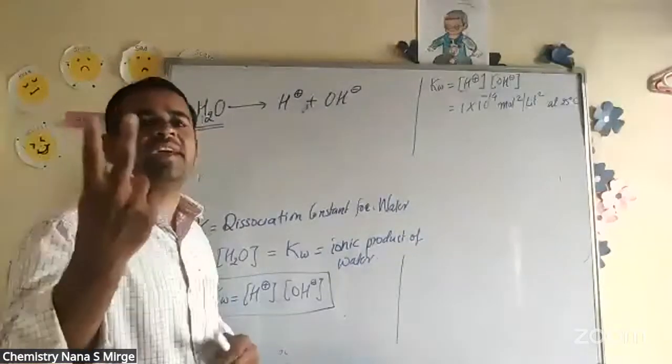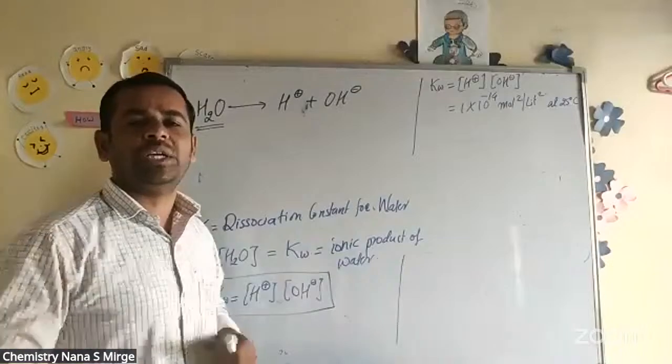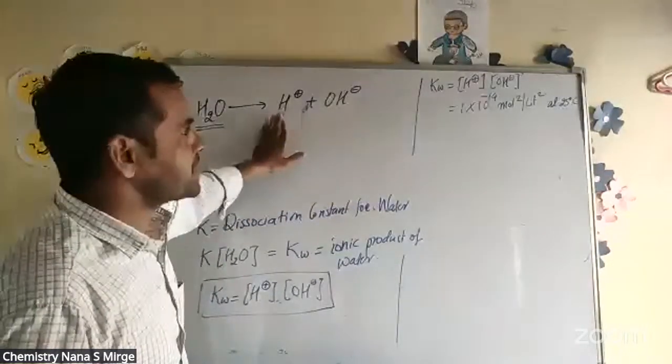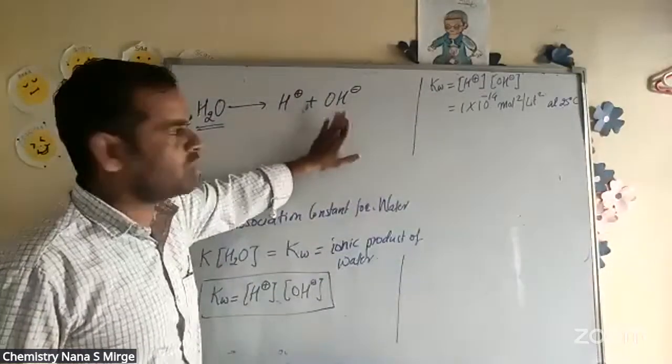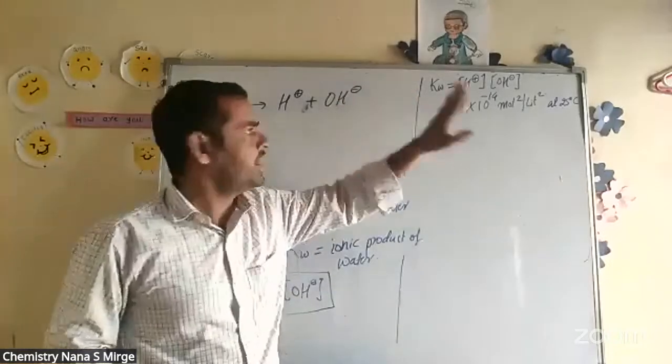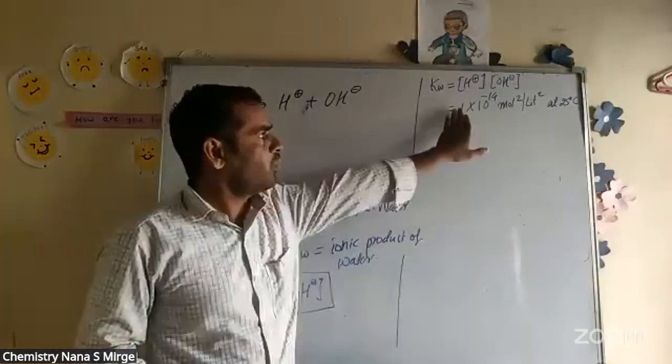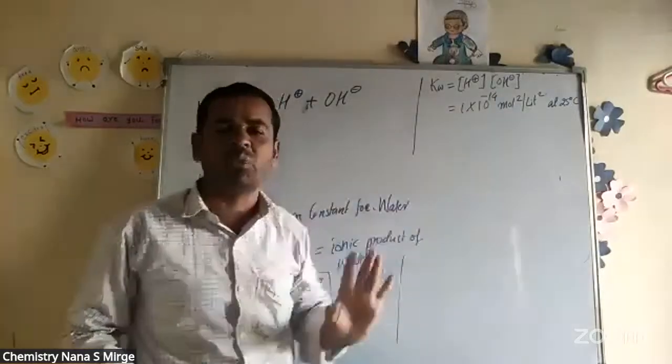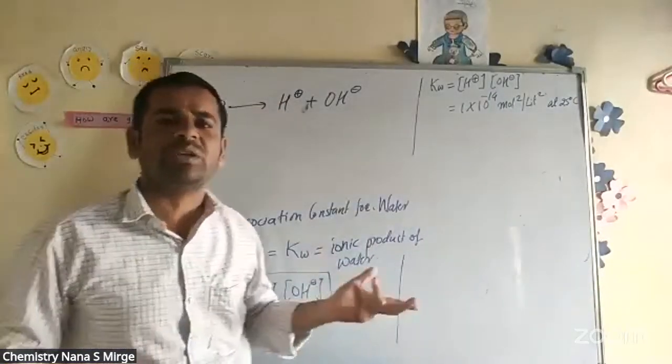वाटर 2 आयन देगा हमें, एक H प्लस आयन देगा, एक OH नेगेटिव आयन देगा, और जितना H प्लस आयन देगा उतना ही OH नेगेटिव आयन देगा, और उसका कॉन्सेंट्रेशन कितना आएगा, एक लीटर में 1 into 10 raised to power minus 14 मोल स्क्वायर प्लस लीटर स्क्वायर, इतना उसका कॉन्सेंट्रेशन आएगा.